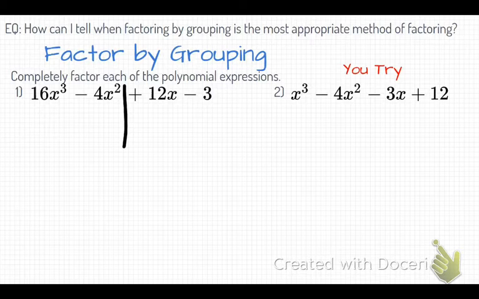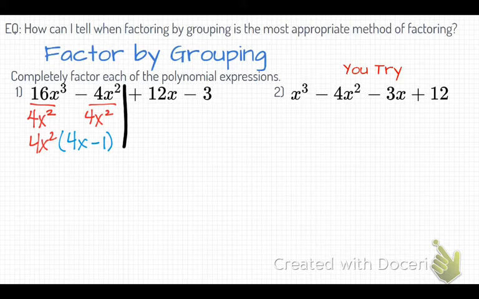After this, I find my GCF, which is what? 4x squared, like that, right? Okay. So what is 16x cubed divided by 4x squared? 4x. Good. And then what is negative 4x squared divided by 4x squared? Negative 1.